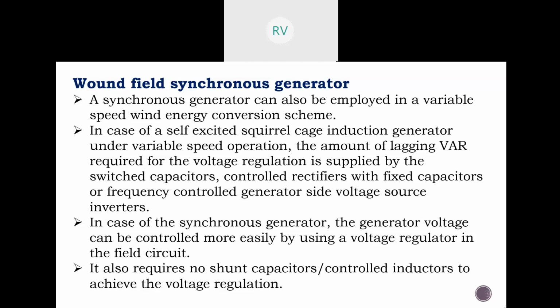In case of the synchronous generator, the generator voltage can be controlled more easily by using a voltage regulator in the field circuit. So we need not go for the capacitors or capacitor switching or anything in case of a synchronous generator. Directly, we can just have a voltage regulator in the field circuit. It also requires no shunt capacitors or controlled inductors to achieve the voltage regulation. Nothing. We don't require all those things for the voltage regulation.